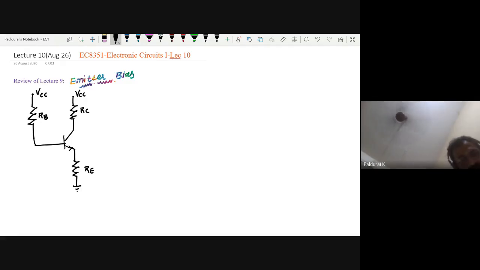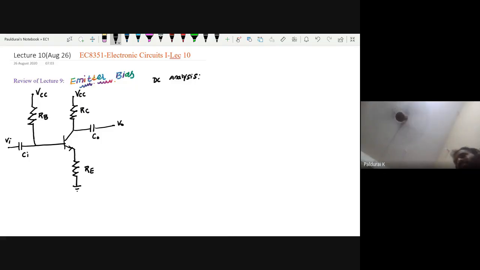So this is the DC equivalent circuit diagram of emitter bias. You know the entire circuit. Here I give VI through the input coupling capacitor CI, and you measure the output through the output coupling capacitor C out. So what did we discuss? We started with the DC analysis, right?